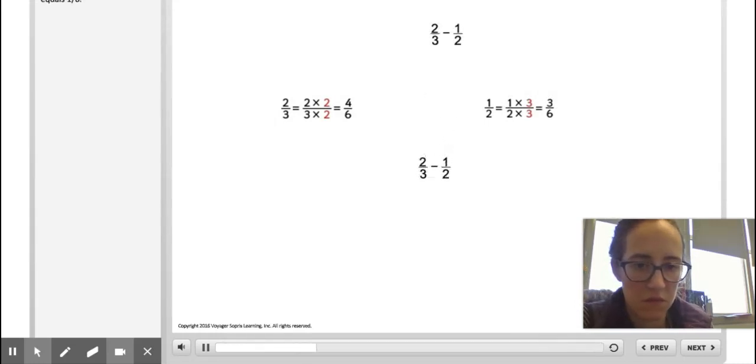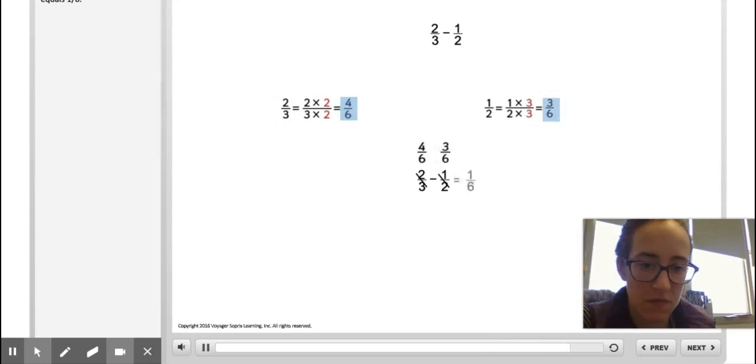Now subtract the equivalent fractions. Okay, so I'm going to take these fractions that now have the same denominator, and now all I have to do is subtract my numerators. It's much easier to deal with once my denominators match. 4/6 minus 3/6 equals 1/6.